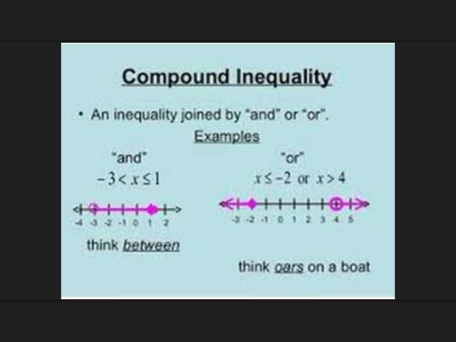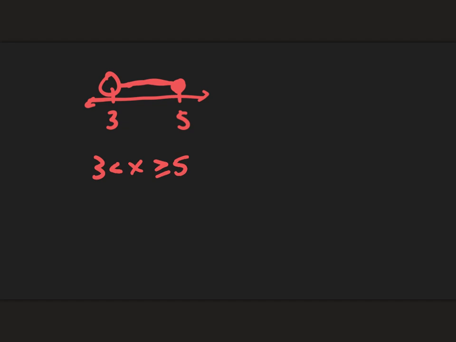Let's see an example of this. If I show you a number line, and I put 3, and I make it open, and make 5, and make it closed, we say x is all the numbers greater than 3 and less than or equal to 5. And that's how we will read that. It's just a group of numbers.